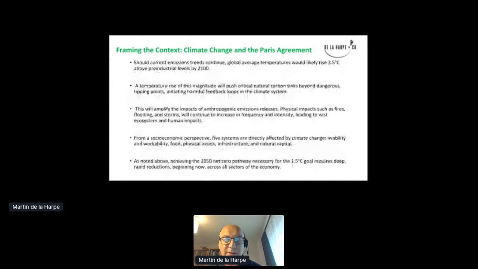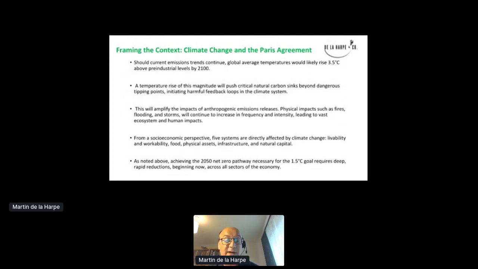We'll now have a look at what would happen if the current trends continue. The global average temperature would likely rise to 3.5 degrees above pre-industrial levels by 2100. That doesn't sound a lot, but a temperature rise of this magnitude will push critical natural carbon sinks, your permafrosts and your tropical forests, beyond dangerous tipping points, initiating harmful feedback loops in the climate system. These will amplify the human emission releases.